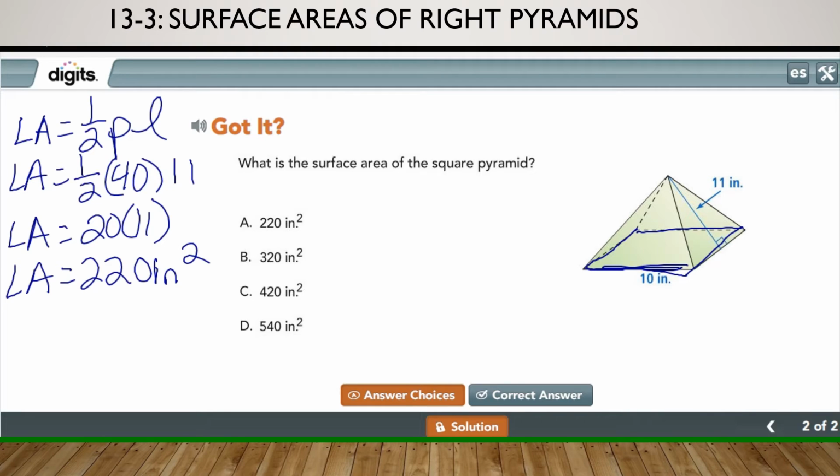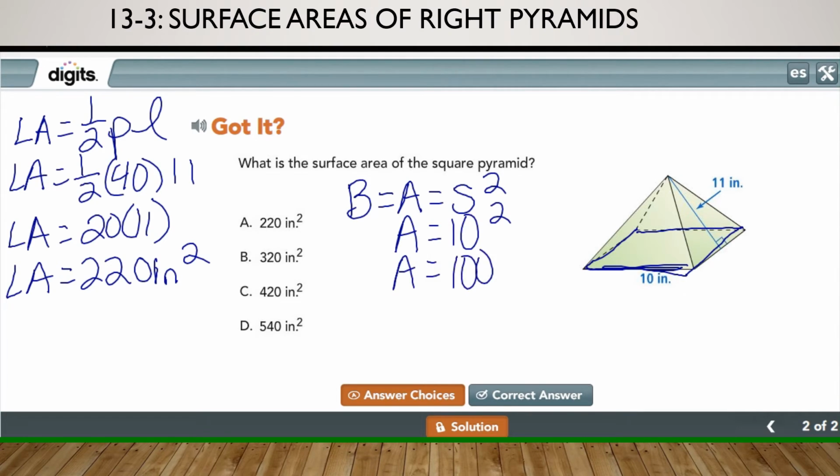Now we have to find the area of the base. So capital B means area of the base. So look at your base, find the area of that. That is a square, so the formula for area of a square is side length squared. Now we're going to substitute in the side length, which is 10, and we're going to go ahead and square that, which is 100. Don't forget your units, that's inches squared.